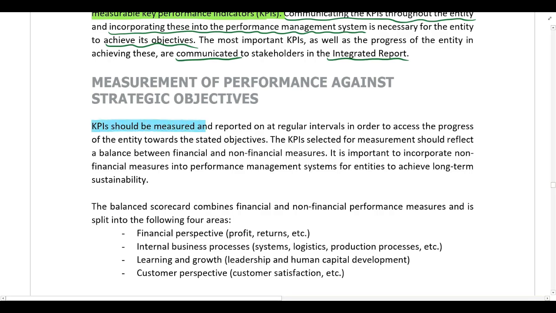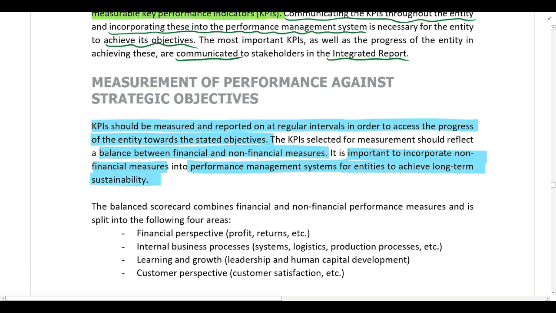So KPIs should be measured and reported on at regular intervals in order to assess the progress of the entity towards the stated objectives. So they have their objectives. Are they now actually achieving those objectives? And what's very important is the KPIs should have a balance between financial and non-financial measures. It's important to incorporate non-financial measures into performance management systems so that entities achieve long-term sustainability.